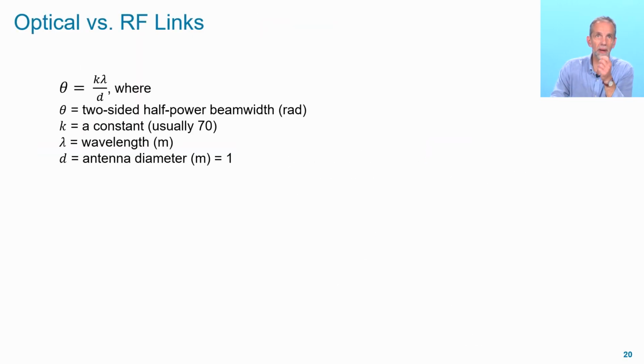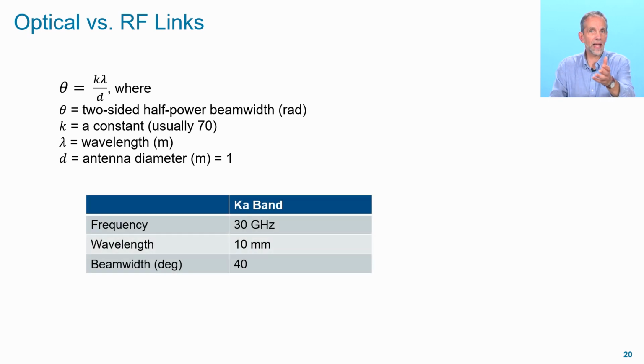Okay, let's talk a little bit about optical versus RF links. And we'll motivate this by talking about the beam width of a system. So this is a very, very well-known antenna beam width calculation. You see the input parameters. The output beam width is a two-sided half-power beam width in radians. So let's talk about at Ka band. 30 gigahertz, the wavelength is 10 millimeters. The beam width is 40 degrees. That's actually kind of wide.